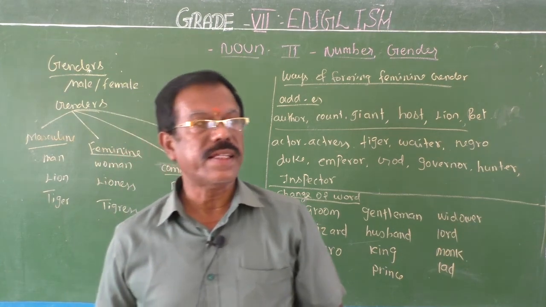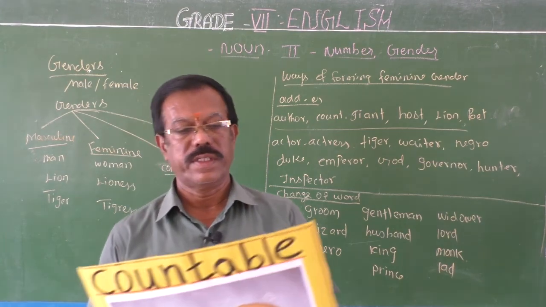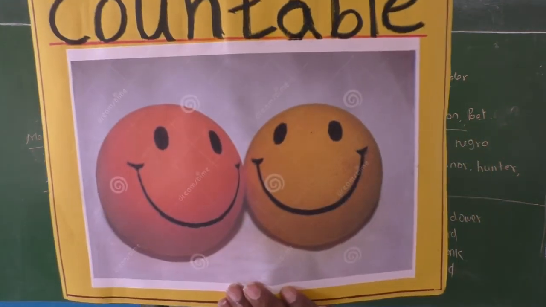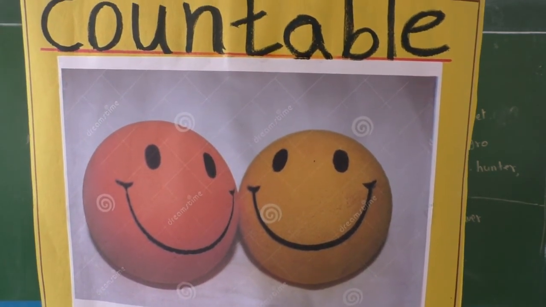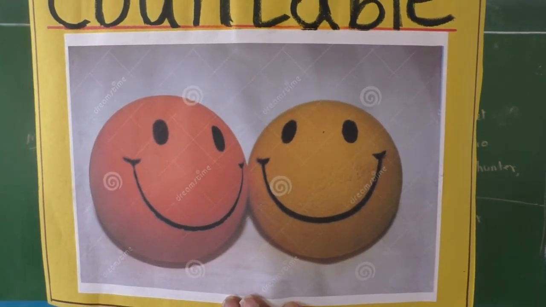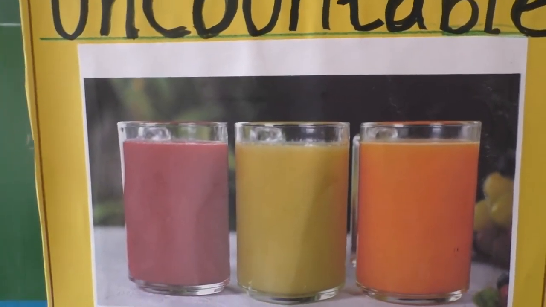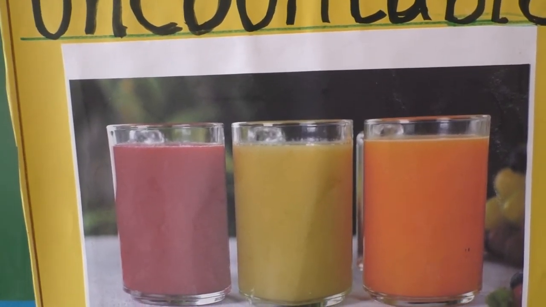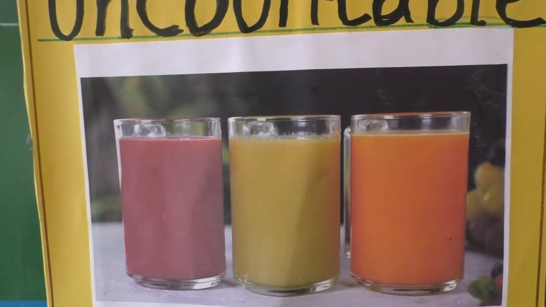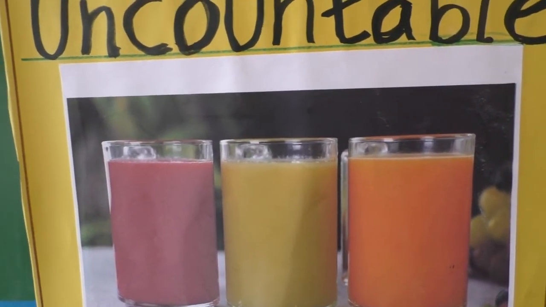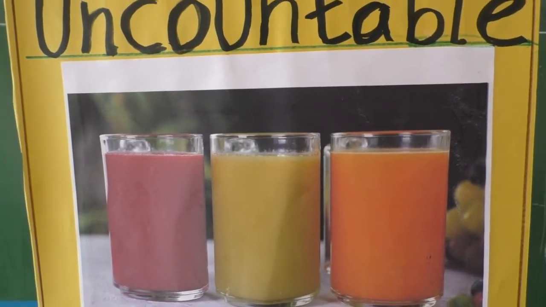See, here is another picture which helps you to understand the countable and uncountable noun. See, the countable nouns, balls, they can be counted. Therefore, they are all called countable nouns. And see, uncountable nouns, juice. So, they cannot be counted, but they can be quantified. A cup of juice. A glass of juice. Okay, like that. So, these are all the examples for countable and uncountables.